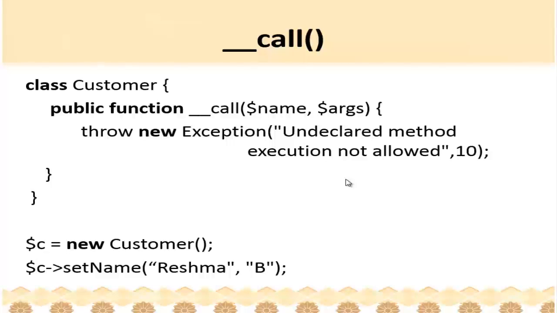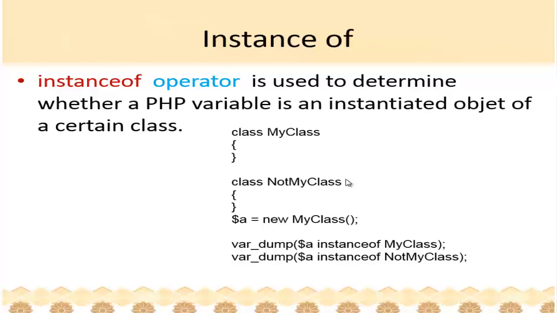When I call set name, it is not there in the definition of the class. Immediately this method is called and the name set name is passed here, and whatever arguments you are passing will be passed as the arguments. But the only thing it does is throw an exception saying that the method is not declared. Usually we do that so that the method can be handled.